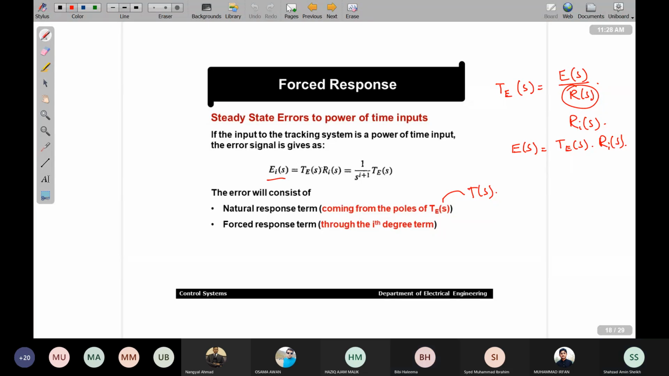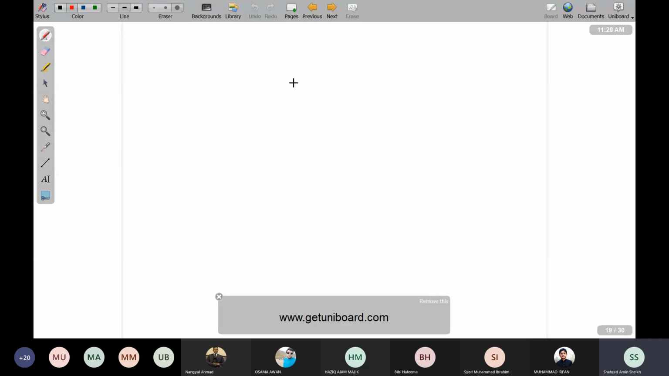So suppose मेरे पास सिस्टम है TFS which is equal to 6 divided by s square plus 3s plus 2, and I'm interested in TEFS, error transmittance. क्या हो जाएगी इसकी जी हलीमा, क्या हो जाएगी error transmittance TEFS?